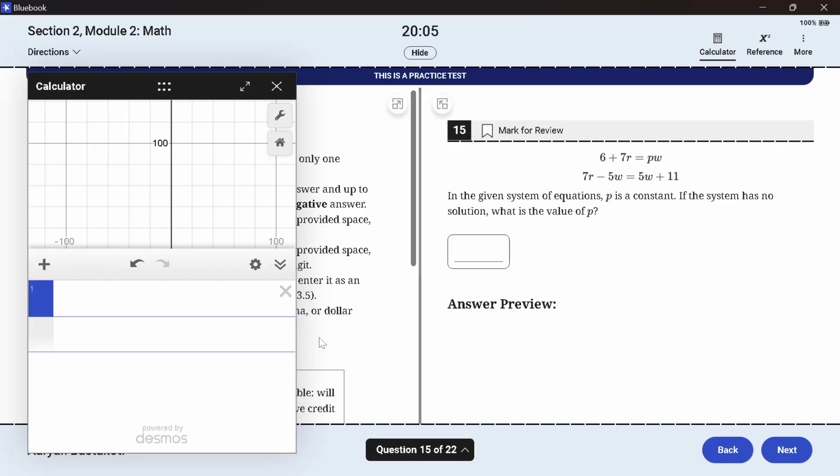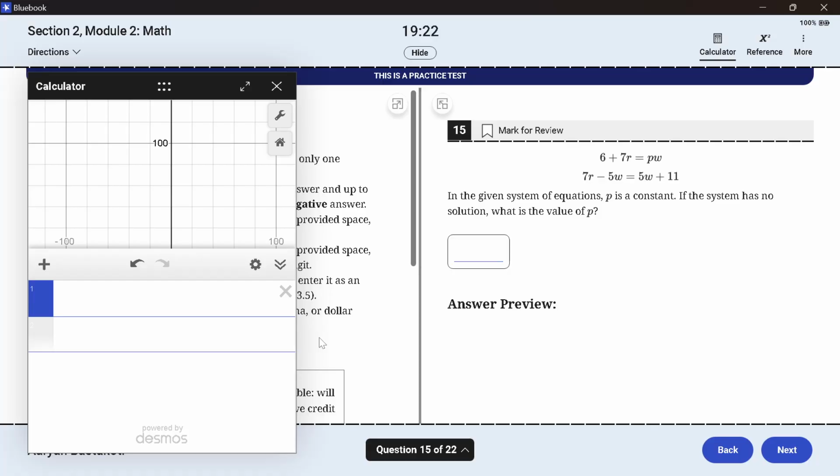PW is equal to 7R plus 6. W is equal to 7 over P R plus 6 over P. And for the next part, 7R minus 11 is equal to 10W. W is equal to 7 over 10 R minus 11 over 10. So 6 over P should be equal to minus 11 over 10. Hence P being minus 60 over 11.